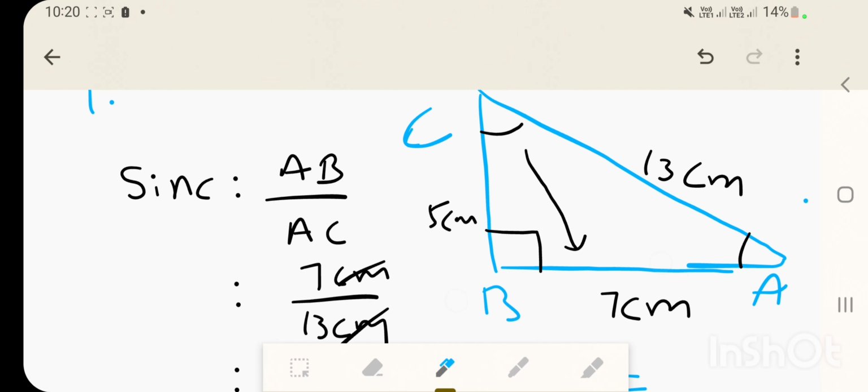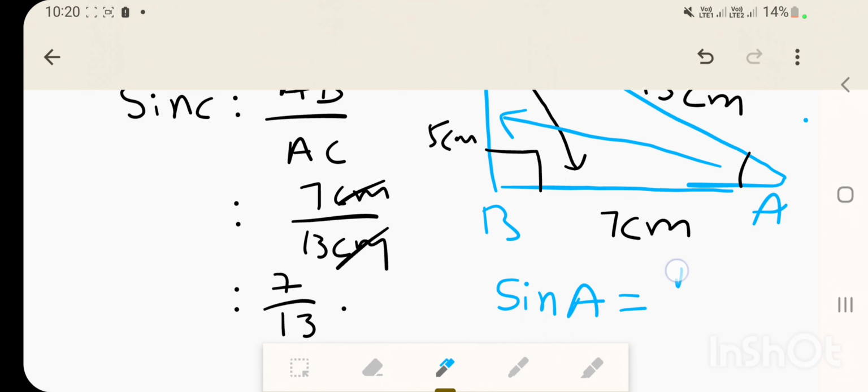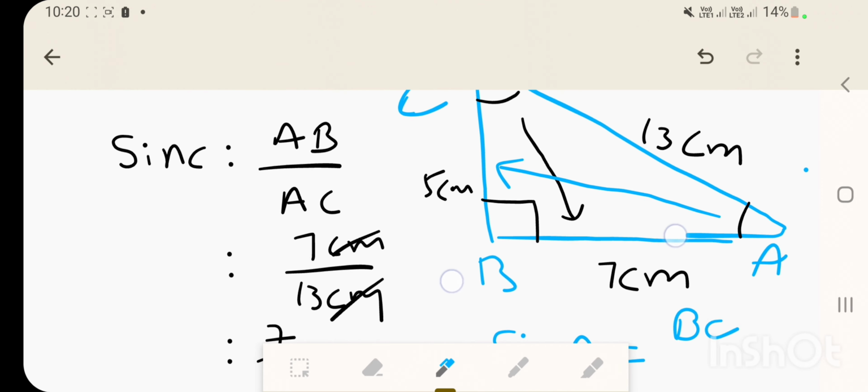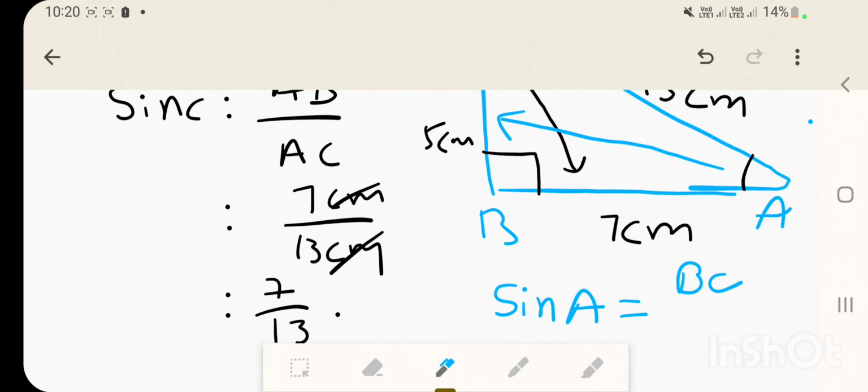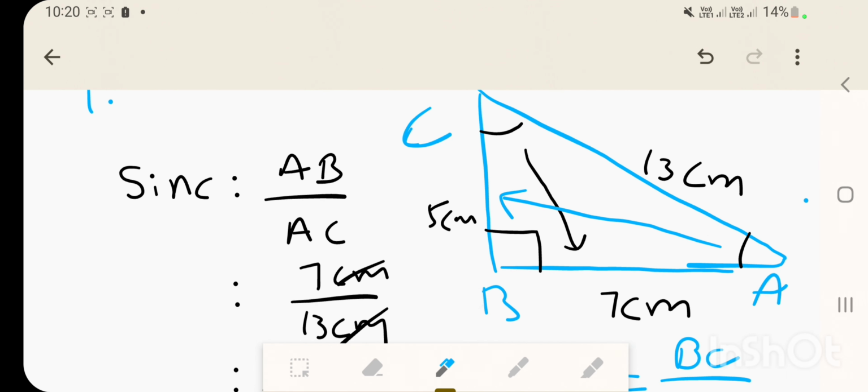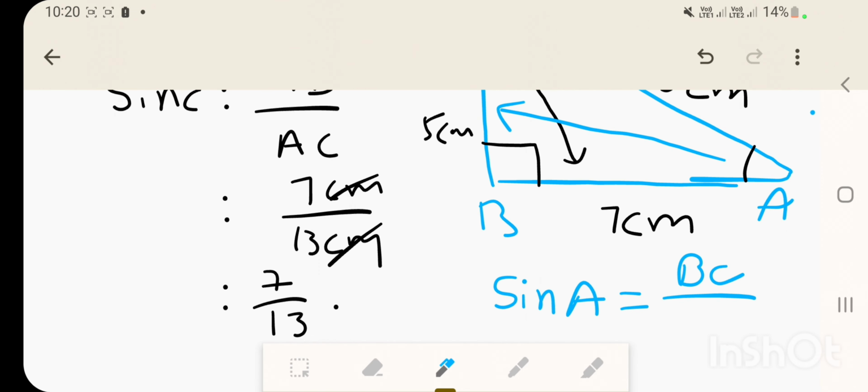now when we watch from angle A, the opposite side to angle A is BC. So the length of BC divided by the hypotenuse. The hypotenuse is the same in the angle C case or angle A, that is AC.